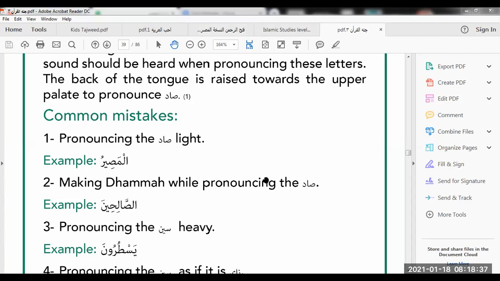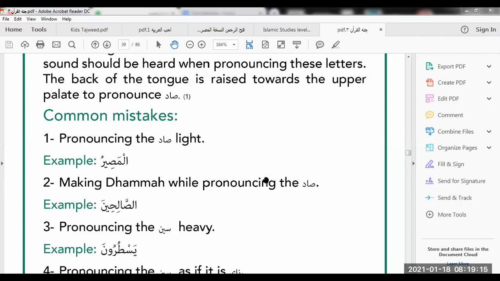This is the first common mistake: pronouncing the صاد light. صاد is a letter which has two characteristics that are stronger, إطباق and استعلاء. إطباق is the quality that is strongest, stronger than استعلاء. Like المصير. When we pronounce this صاد as light, المصي, المصي.